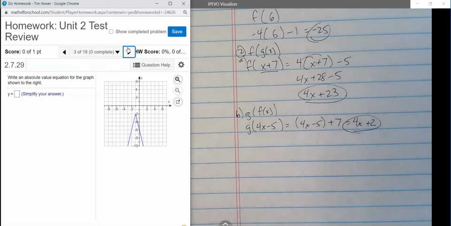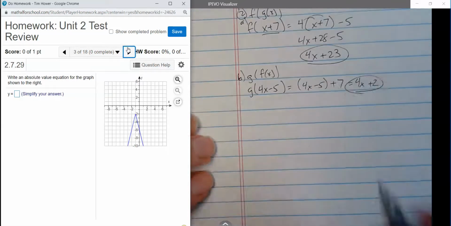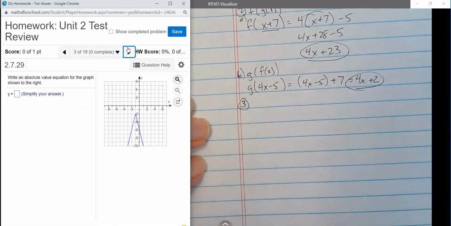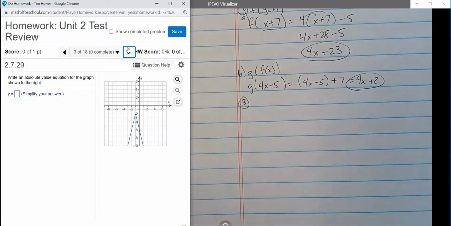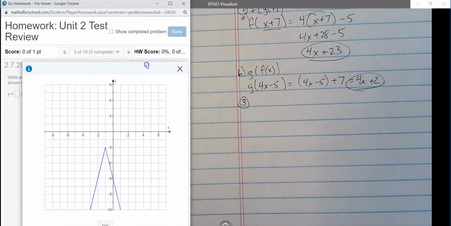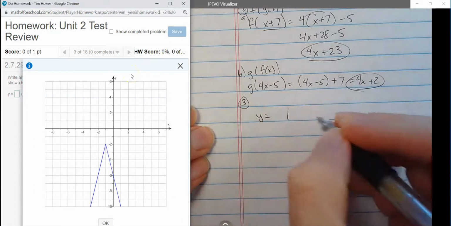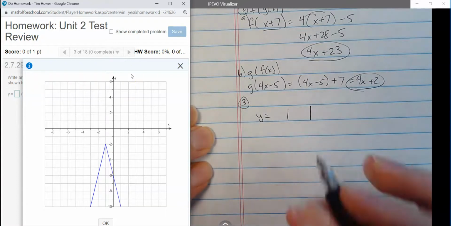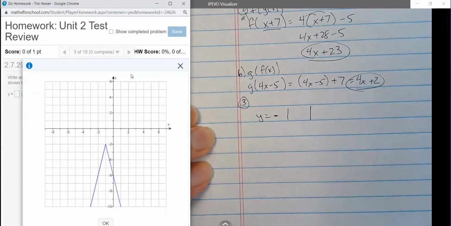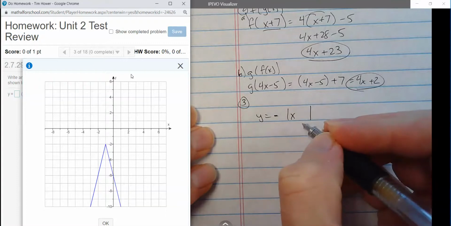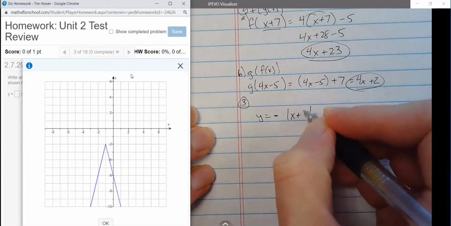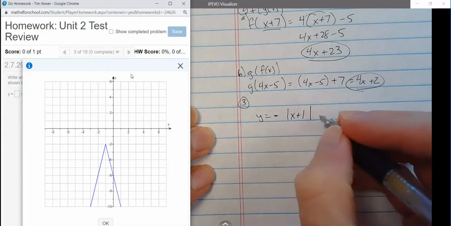Number 3. I'm sorry, write the absolute value of this. So let me blow this up a little bit. So I want to write the absolute value of this. So first off, there is an absolute value involved. It looks like it is flipped over, so I'm going to put a negative out front because it's open down. The vertex was moved. The vertex should have been at the origin to start with. It's actually 1 unit left, so that would be a plus 1, and then it's down 2 units, that's minus 2.